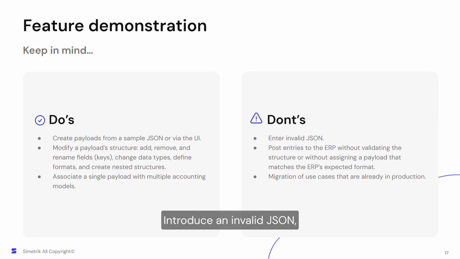What not to do? Introduce an invalid JSON, publish entries in the ERP without validating the structure or without assigning a payload that matches the expected format of the ERP, the migration of use cases that are already in production.